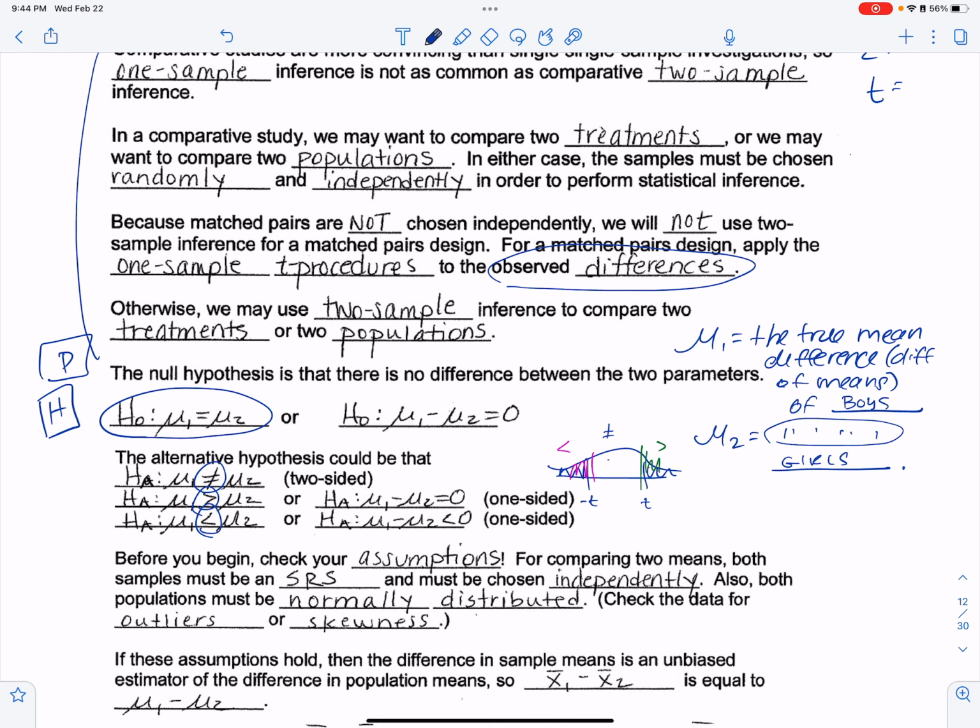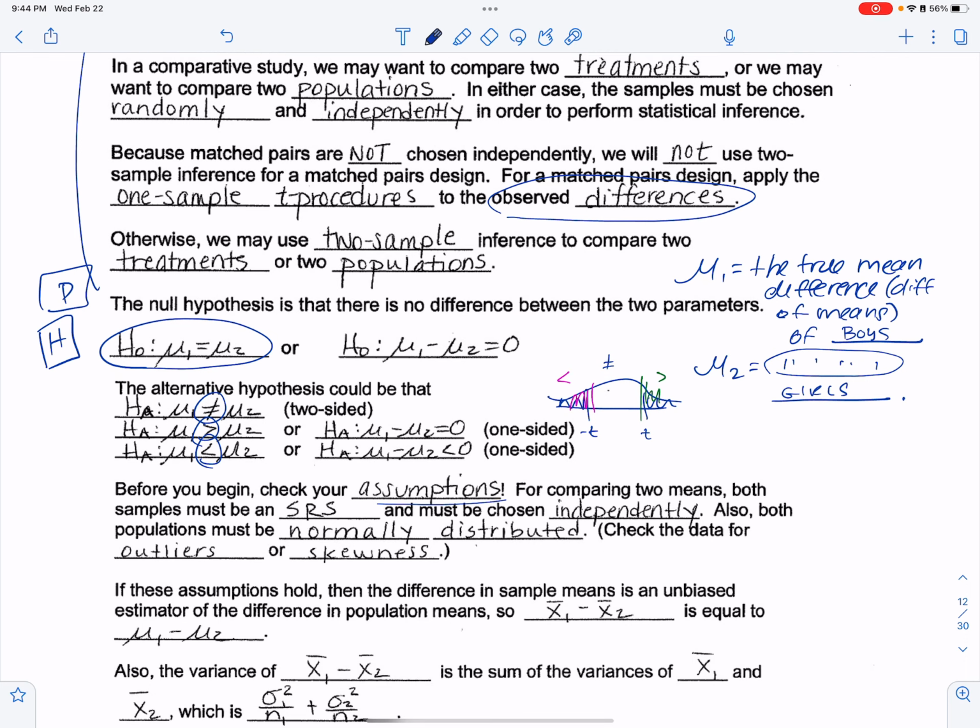Okay, so before you can continue, you have to check your assumptions and conditions. My assumptions are going to be random and independent. You have to check if it's random, and make sure you tell me if it's a random sample or a random assignment. Random sample is how you're collecting it. Say I have 4 or 5 cards, and I randomly choose with a random number generator, let's say number 2 and number 5. That is a random sample.